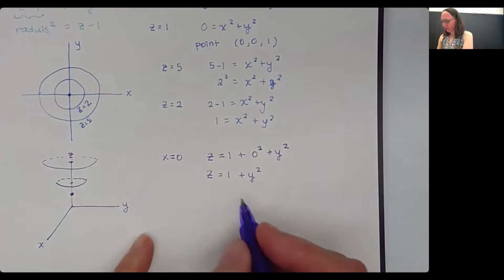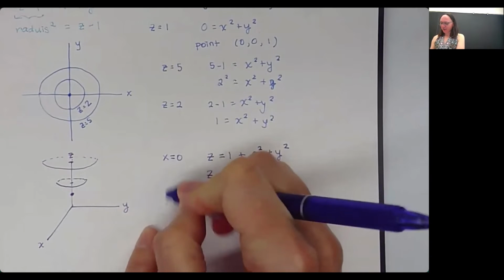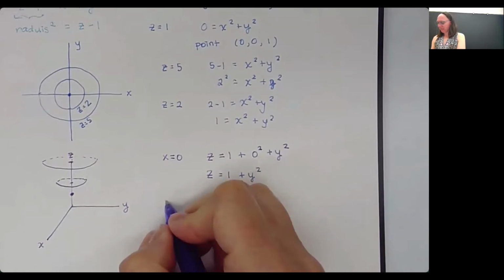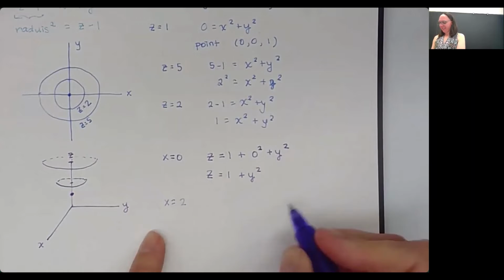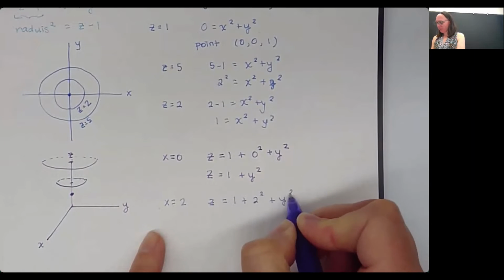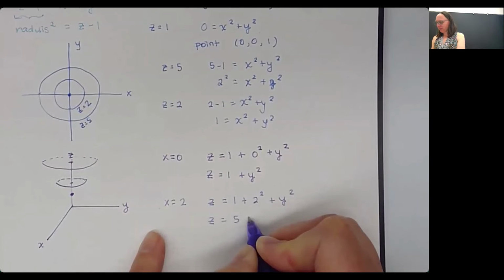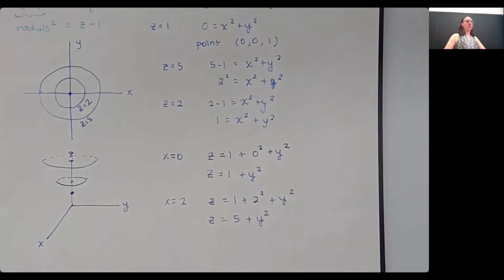If I were to choose another value for x, like 2, then this would look like z equals 1 plus 2 squared plus y squared, or z equals 5 plus y squared. And the parabolas are the same. It just changes as it goes up. We're just shifted up and down.